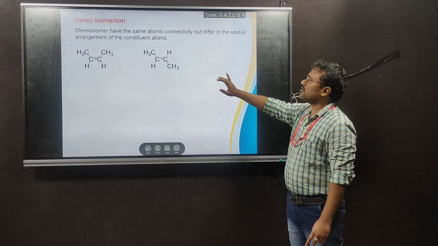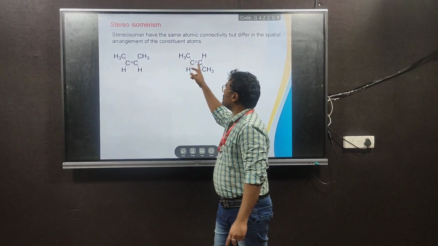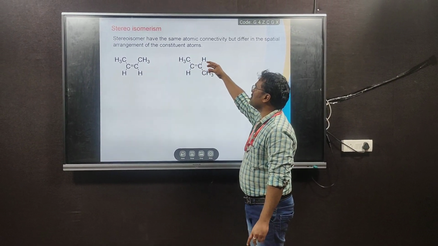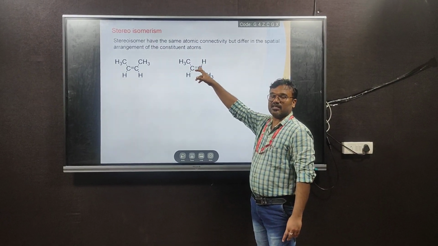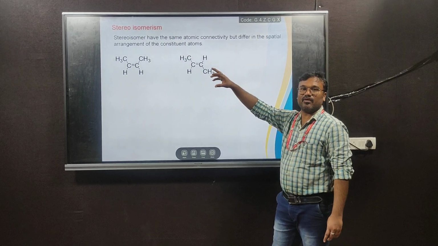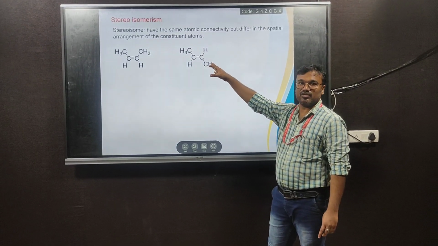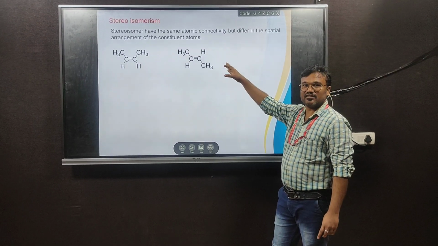So for example, here you see this is C double bond C, C double bond C. So here the restricted rotation takes place. Why? Because if you rotate this carbon, there may be a chance for the breaking of the double bond. So that's why there is a restricted rotation for this type of molecule. So that's why these types of molecules are called configurational isomerism.